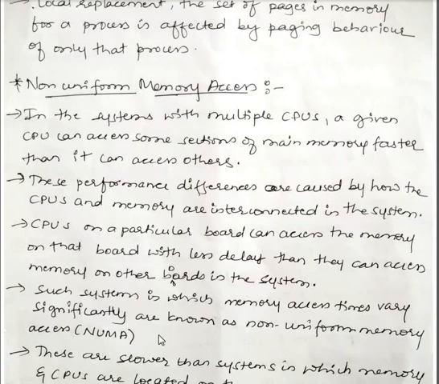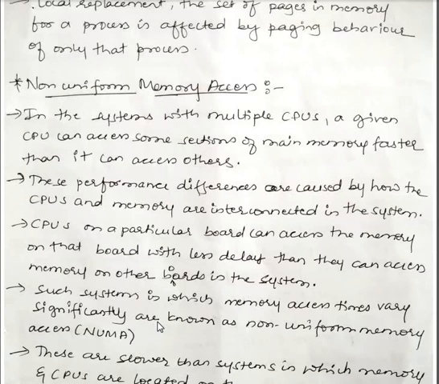What is non-uniform memory access? The time delay which happens while getting the data from memories which are at different places. So that is called non-uniform memory access. If the time taken to access the data is the same at all places of the memory, then it is called uniform memory access.